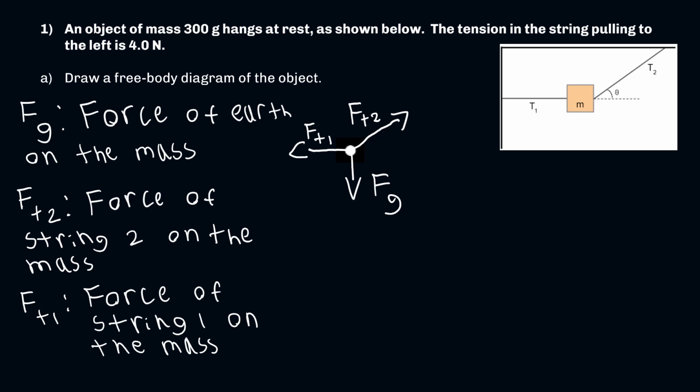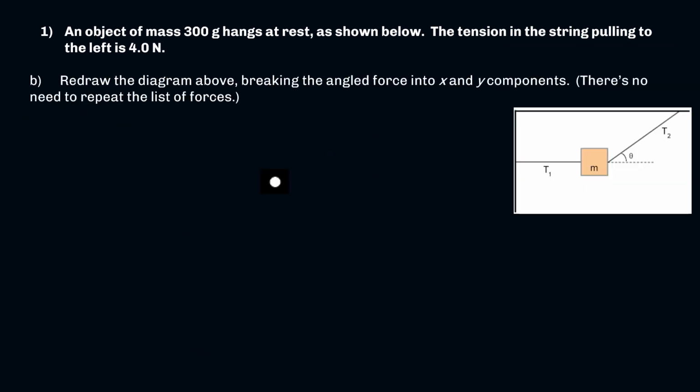So that's where we're going to bring in our X and Y components. So that's what we're going to do here in part B. So let's move into part B. So in part B, we're going to redraw the diagram in part A, breaking the angled force into the X and Y components, and we don't need to repeat the list of forces here. So with this, we're going to have what we had here. So we have FG going downwards, and we have to the left here FT1.